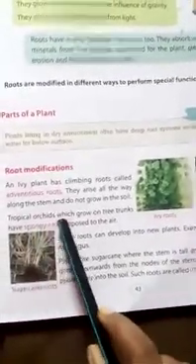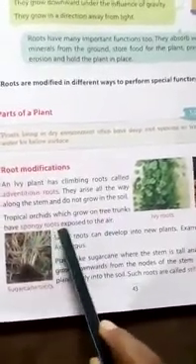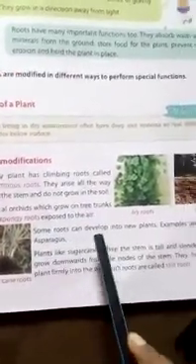Maize also. Tropical orchids, which grow on tree trunks, have spongy roots exposed to the air. Some roots can develop into new plants. Examples are dahlia and asparagus.